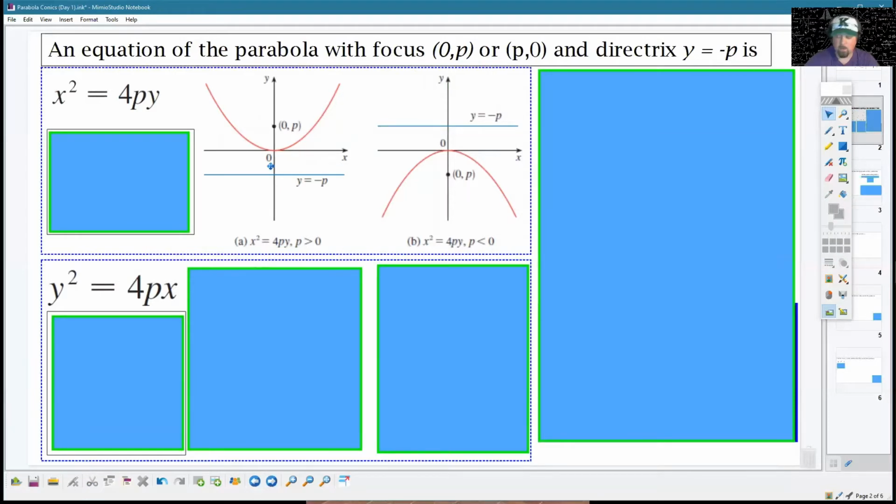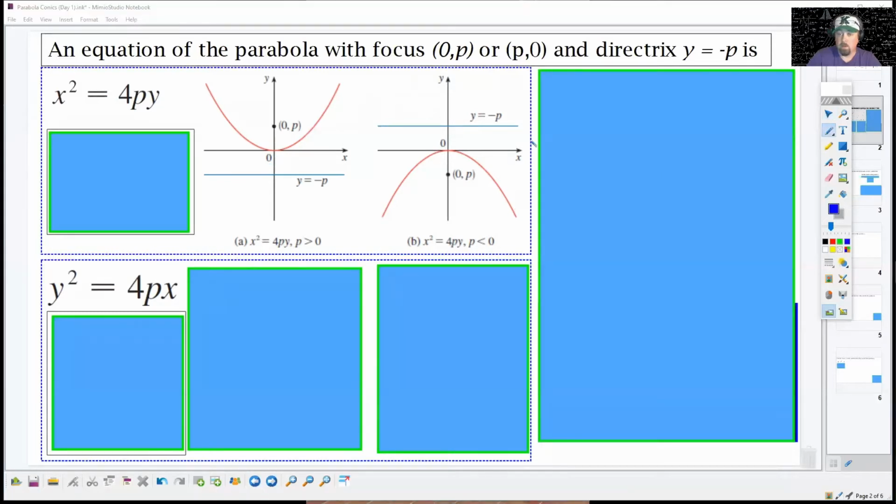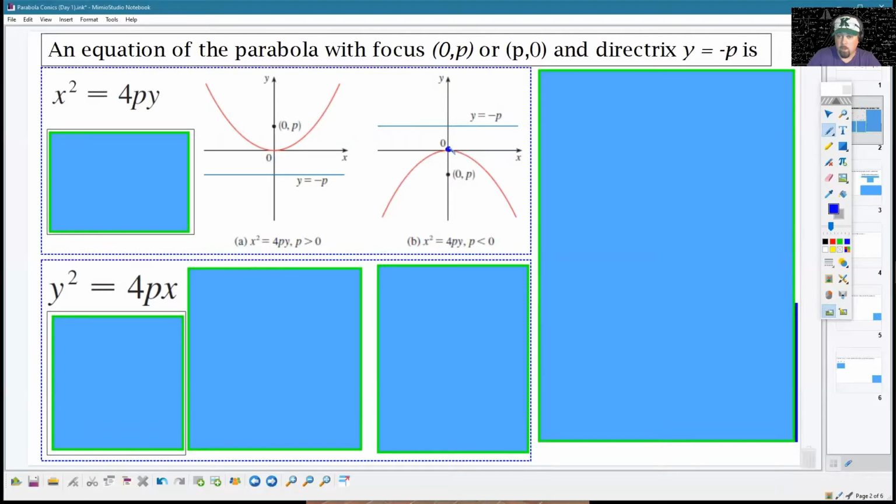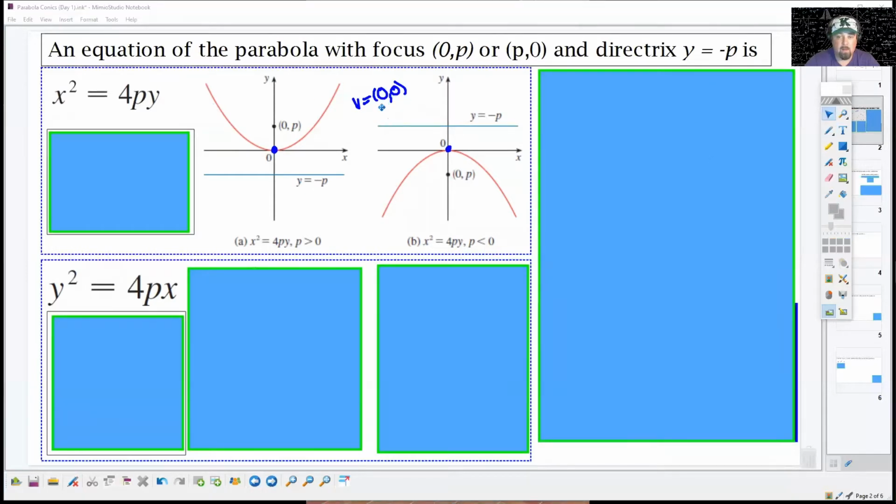And notice right now that both of these have a vertex in a very special spot, okay? Unaltered, untransformed, which we'll talk about transformations later on. The vertex of this is at (0, 0) for both of them, okay? That's an unaltered parabola. That's just like we started before. Unaltered parabolas were at (0, 0), okay? So unaltered parabolas that open up and down are going to be x squared equals 4py, and they're going to have a vertex at (0, 0).